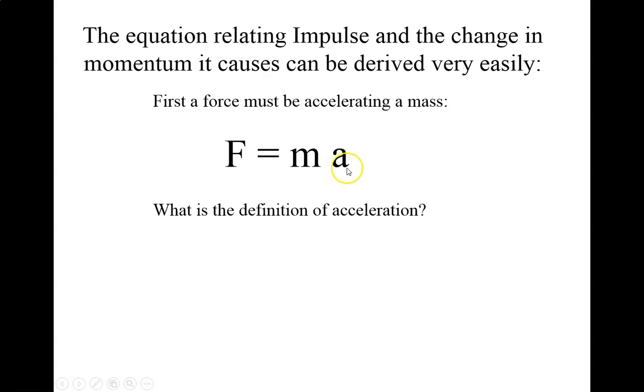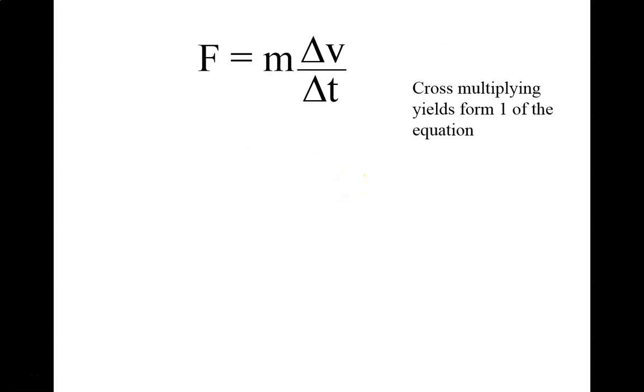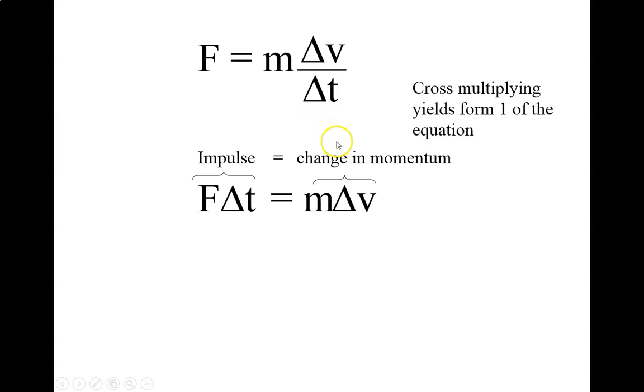So what's the definition of acceleration? It is the change in velocity divided by the time. Right? a equals delta v over delta t. So if we plug that in for a, for acceleration, we get force equals mass times change in velocity over time. If we multiply by delta t, what we get is force times time, which is impulse, equals our change in momentum, m times delta v, which is another way of writing p2 minus p1.